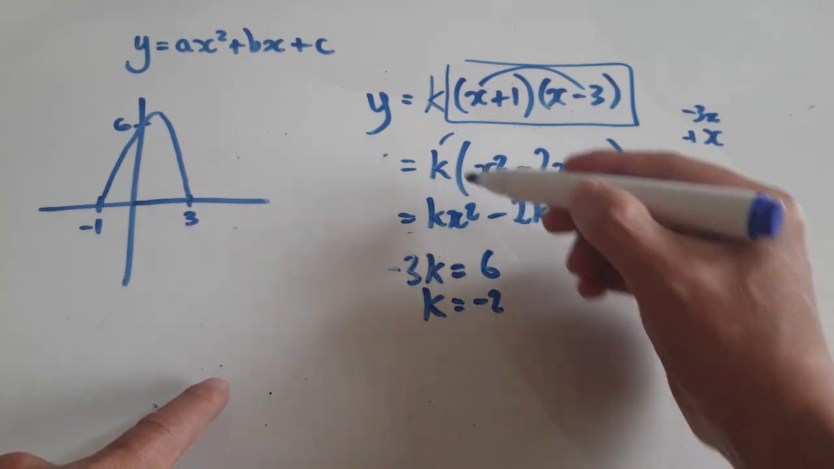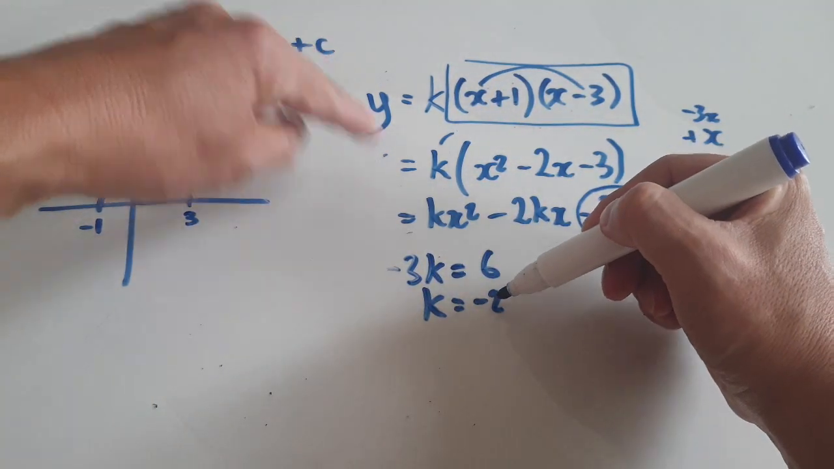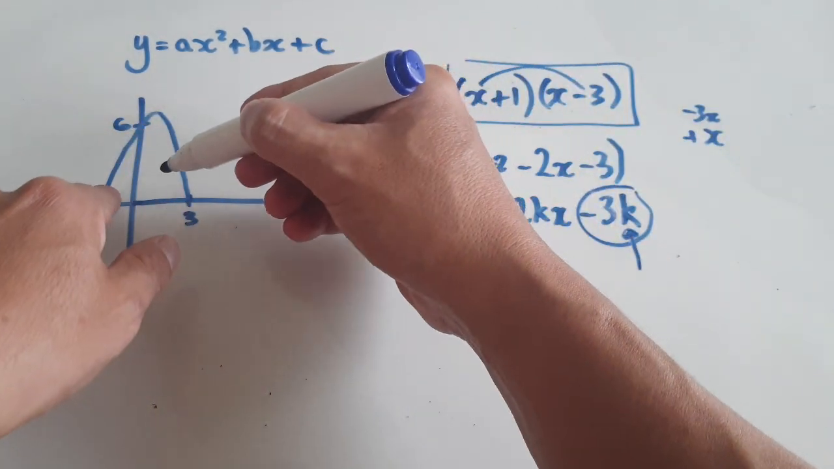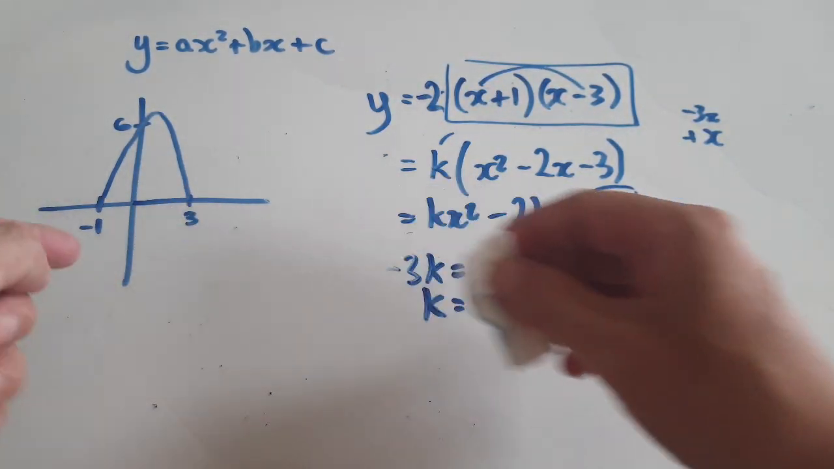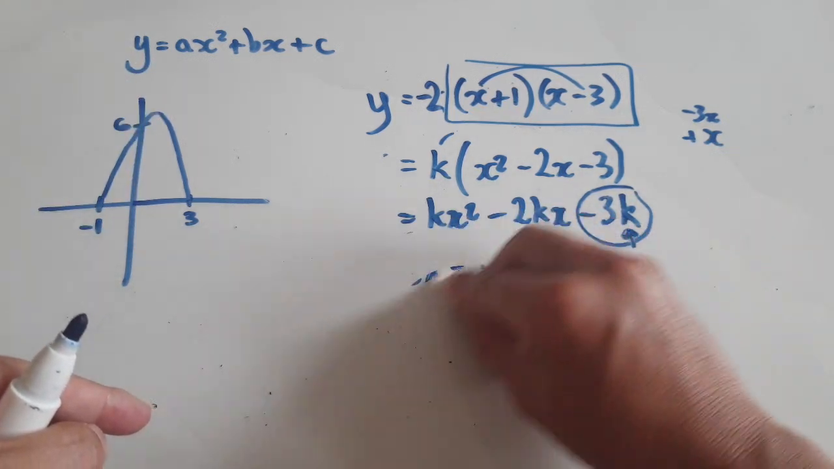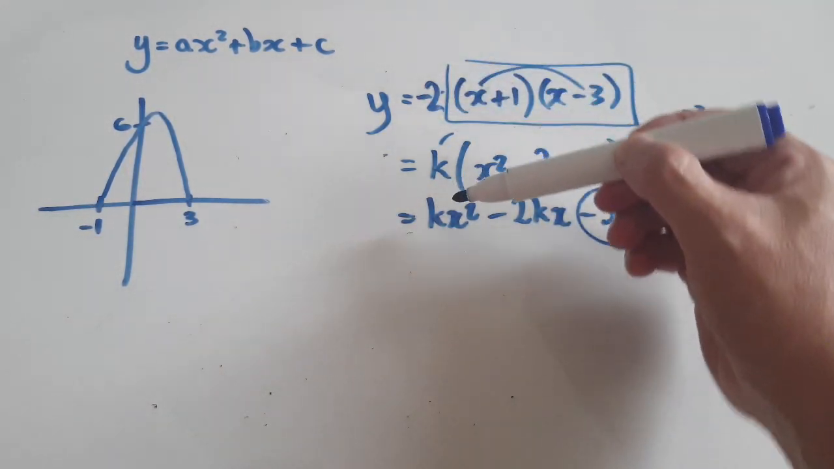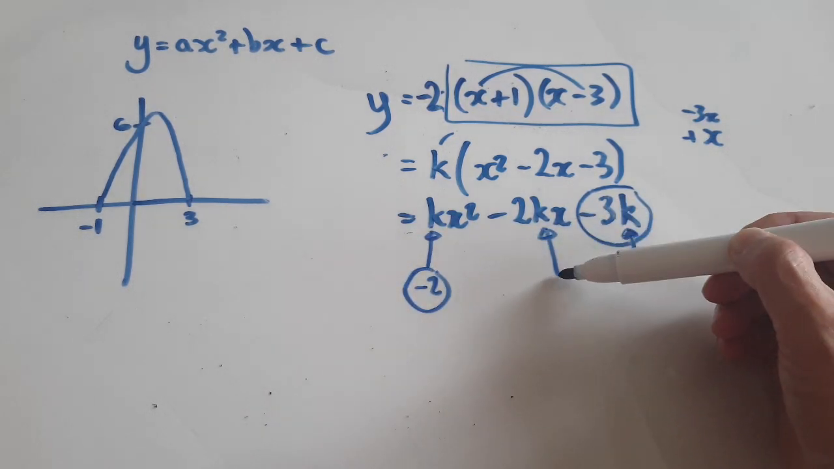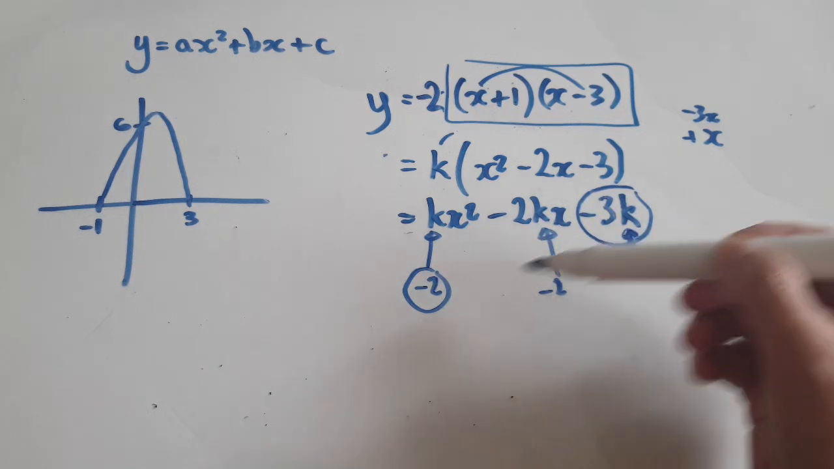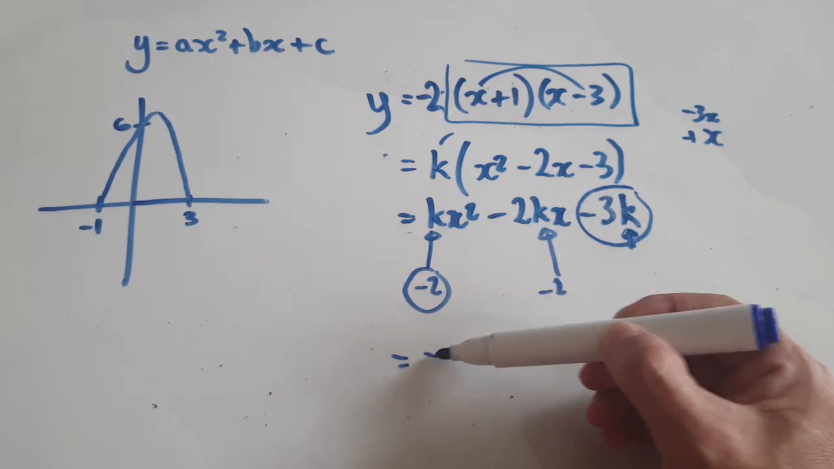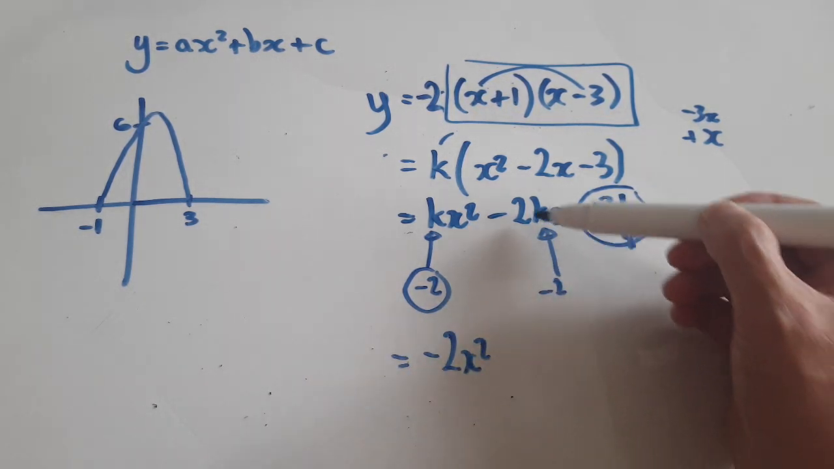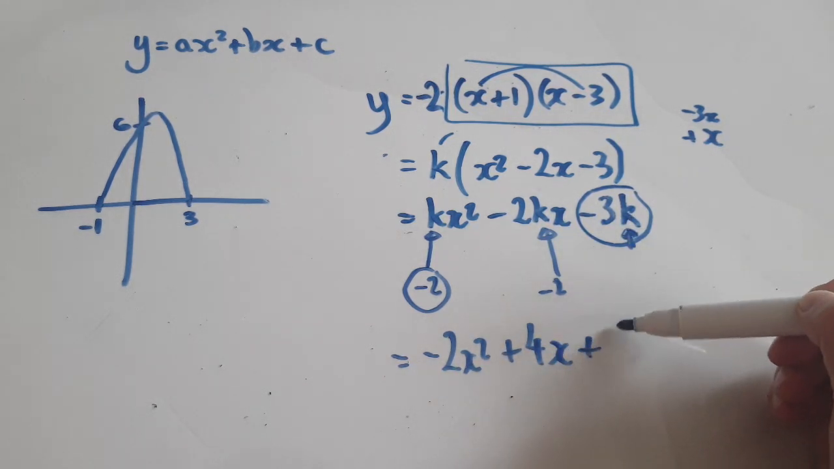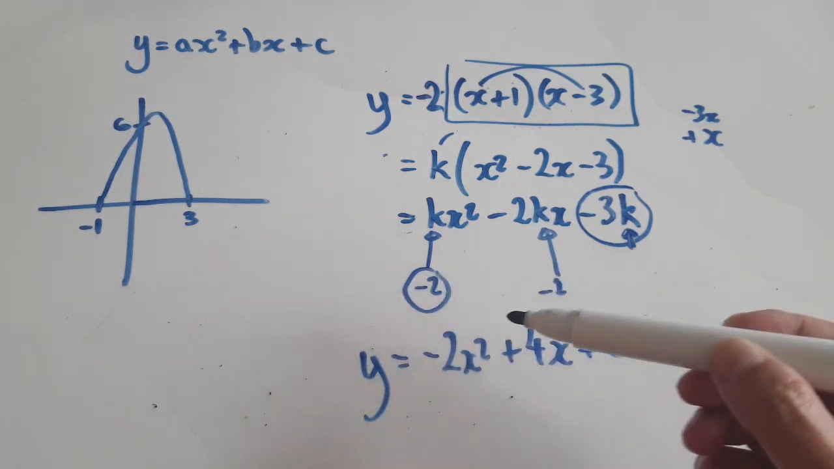So if you put -2 into the k, then it would give us this quadratic. So hang on. When you put -2 into the k, -2 into here, -2 into here, and -2 into here, the whole thing will then become -2x squared. This thing here will be +4x, and this thing here will be +6. You see, this is our final answer.